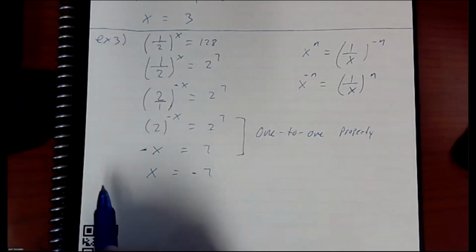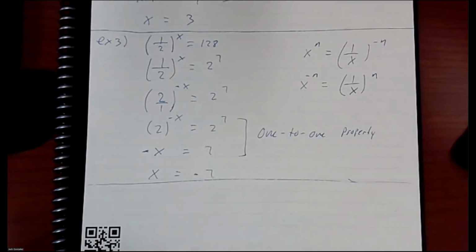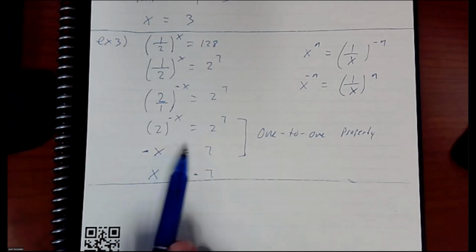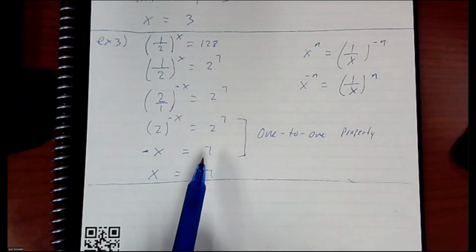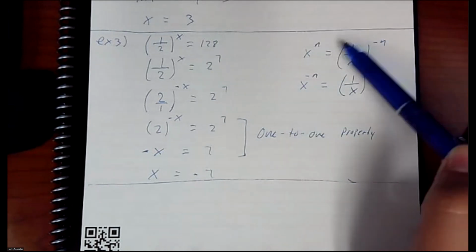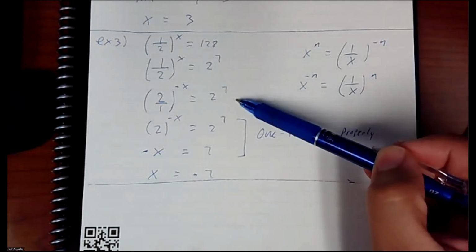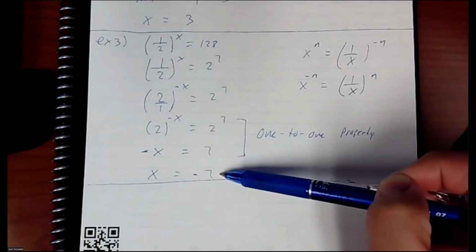Okay, so is that straightforward? So I guess you divided both sides by negative, and that's why you got -7. Yes, right here. I didn't show the step, but you're dividing both by negative. Or you can multiply by negative 1, it's up to you. So right here, I use the property of negative exponents. And then I use the 1-to-1 property, then I divide it by -1.